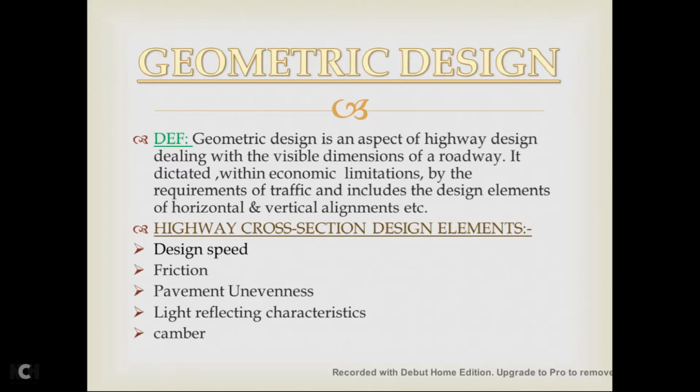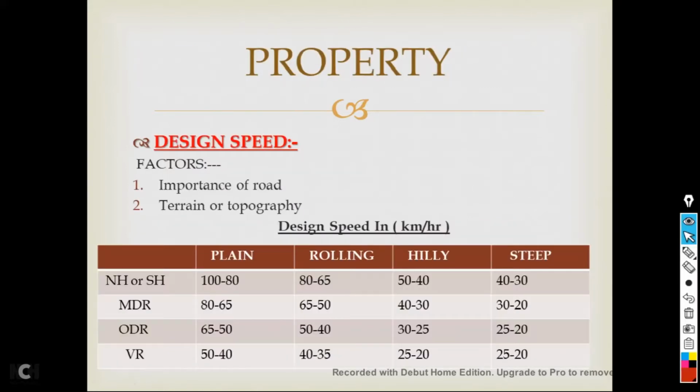Okay, so let us consider some highway design elements. The first one is design speed, second is friction, third is pavement unevenness, fourth is light reflecting characteristics, and last but not the least is camber. So let's start. The first property of geometric design is design speed. Design speed is a speed which is less than the actual speed. Suppose a car can move through a highway at a speed of 100 km per hour, but the design speed should be less than the actual speed. That can be 90 km per hour or 80 km per hour as per design.